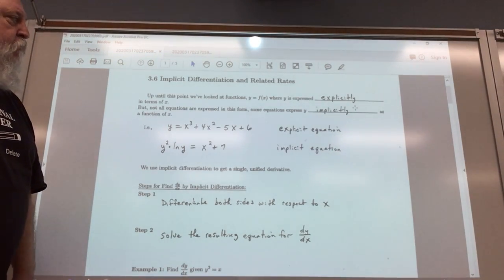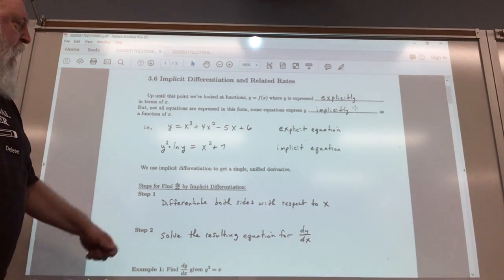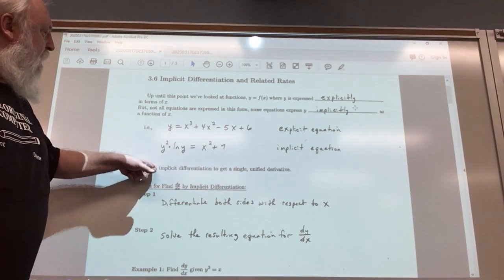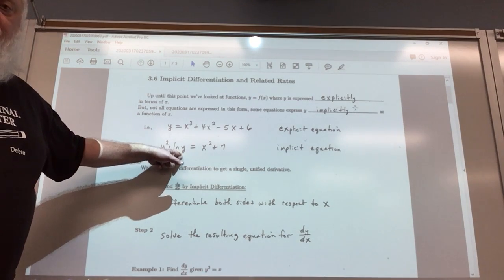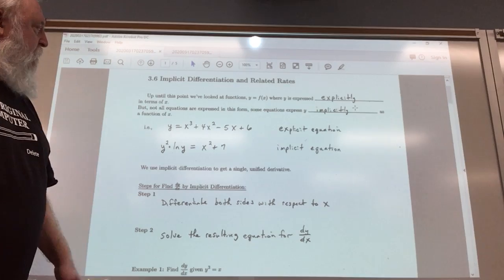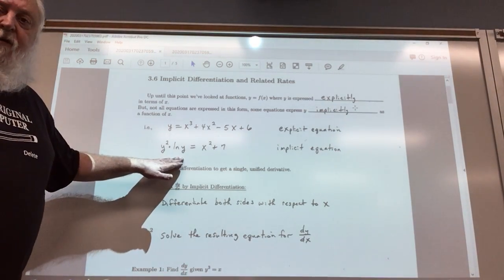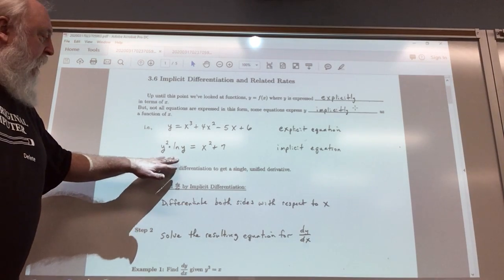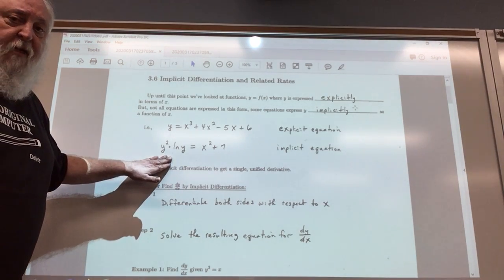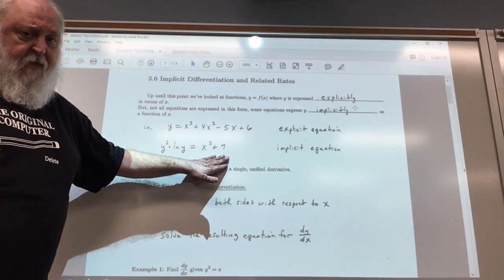Some equations express y implicitly as a function of x. An example of that is y squared times the natural log of y equals x squared plus 7. This is an implicit equation. We cannot solve this equation for y, right? We can't get y all by itself on the left-hand side and only terms involving x on the right-hand side.